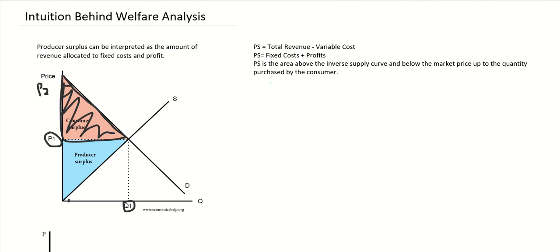And also, we can see that the blue triangle down here is the producer surplus. We can use basically the same logic. The producers are willing to produce a really small amount of quantity at this price P3, and they will be willing to supply about Q3 here.